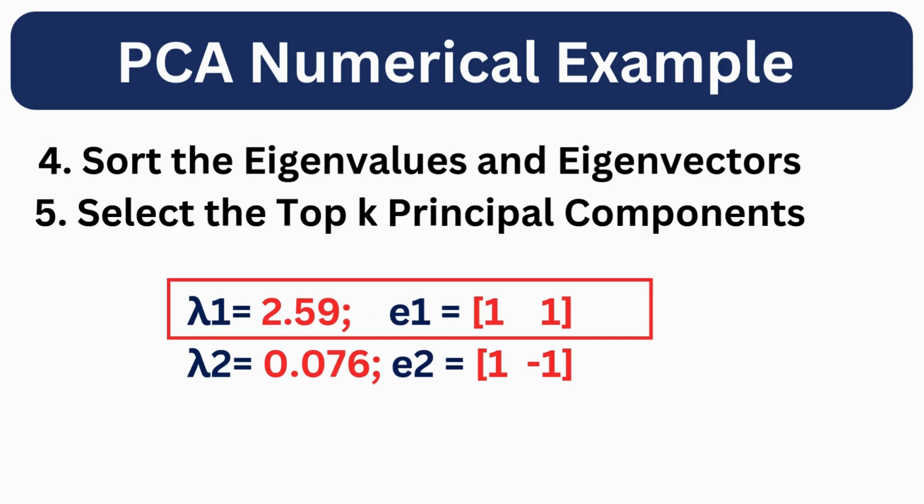Similarly, we will compute the eigenvector for the second value of lambda, that is 0.076, and we will get 1, minus 1. Now we have sorted the eigenvalues and their corresponding eigenvectors in descending order. We will select the top k principal components. In this case, we have only two features and we want to reduce it into one. So we will select the highest value of lambda, that is 0.259, and its corresponding eigenvector.